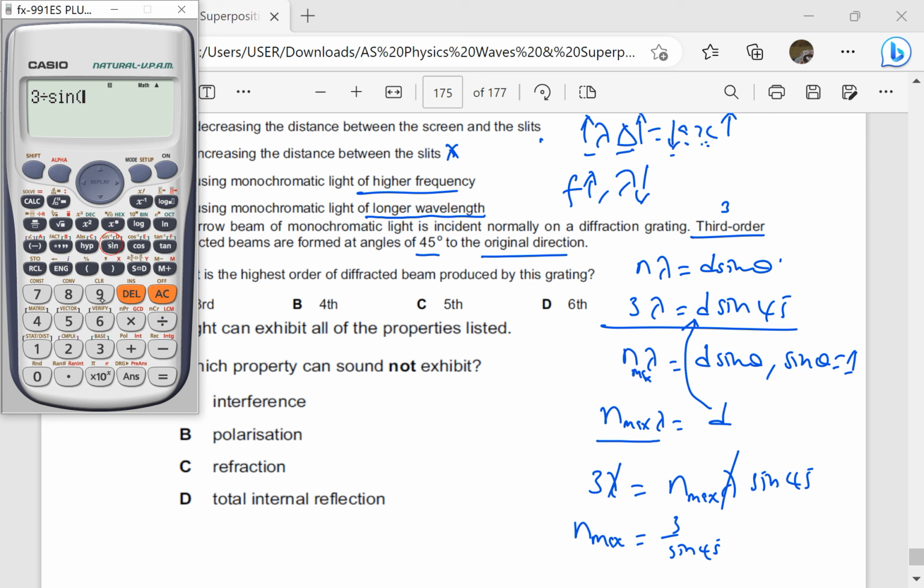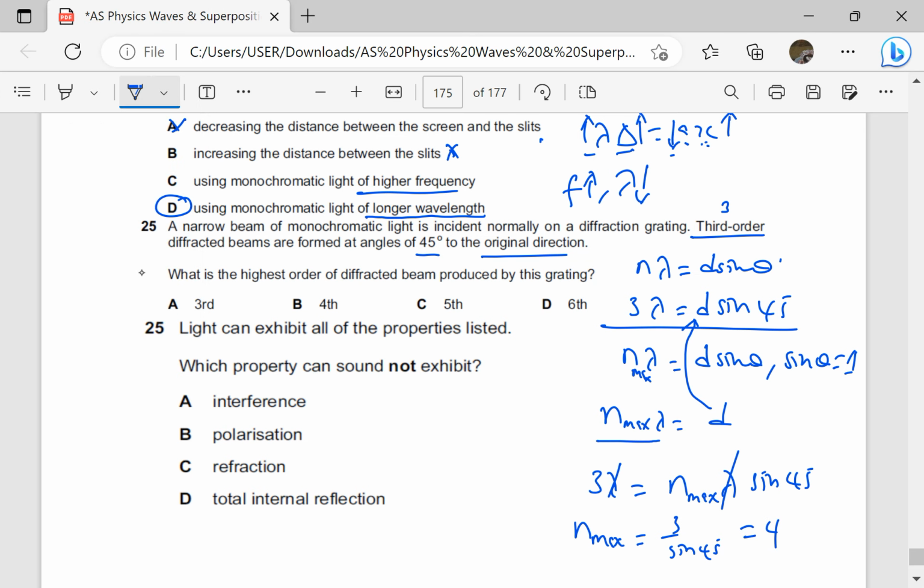3 divided by sine 45. That is 4 point something. So we round off this to 4. So this is going to be 4. So what is the highest order of diffraction beam produced by this grating? The highest order. Not the total number of orders, but the highest order is N equals to 4. So this means our answer is going to be B.